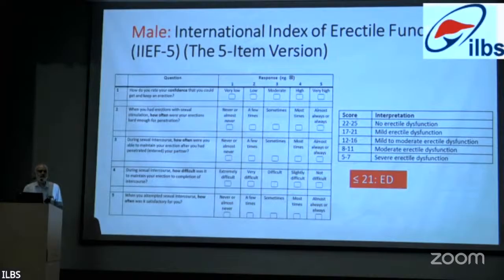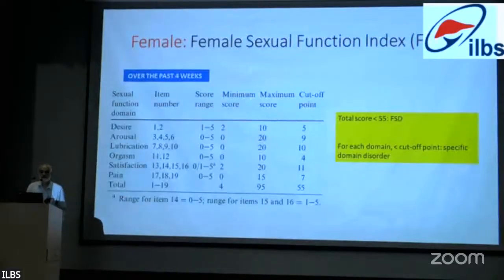This is the shortened version of the same, IIEF-5, with only 5 questions. And in this, if less than 21, it is called erectile dysfunction, and subsequently it can be quantified according to the severity. For the Female Sexual Function Index, again over the past 4 weeks, there are questions assessing sexual function domains. In this total score, less than 55 is female sexual dysfunction, and for each domain, there are specific cutoffs so that there could be specific domain disorders also.